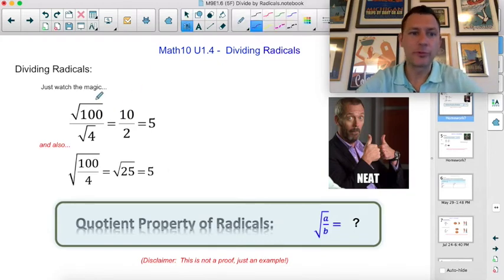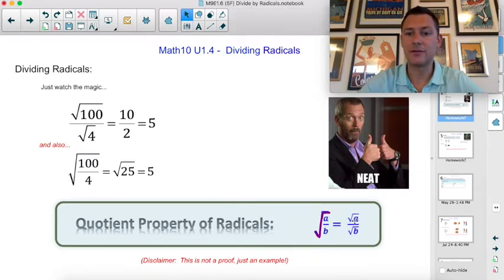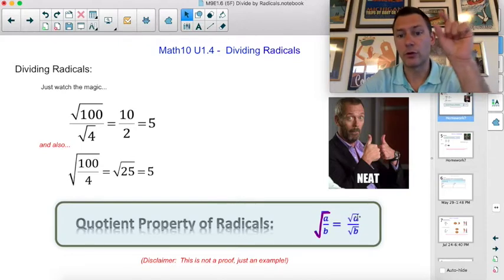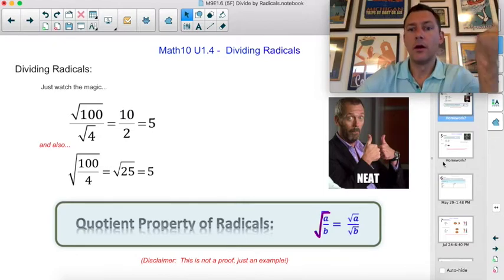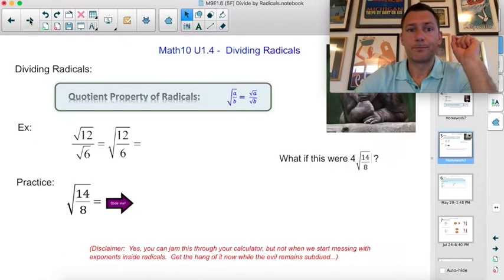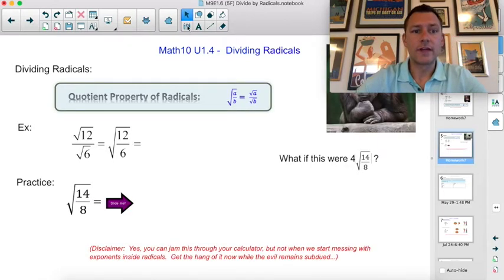Now this isn't a proof, but it shows this quotient property of radicals: if you have a division under the radical, you can break that into a radical in the numerator and denominator. So instead of root of a over b, you make it root a over root b. So we're going to use that to our advantage. All right, so we're going to use that idea here.